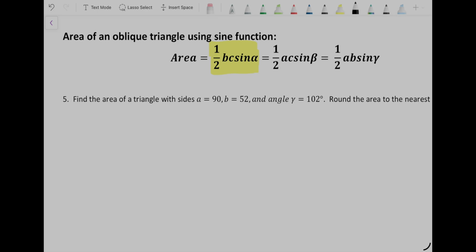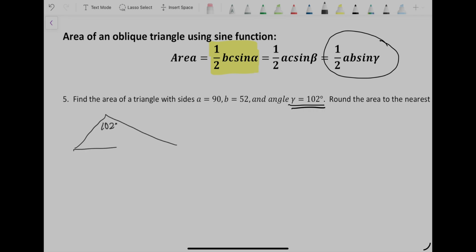Here's what I mean by that. If we look at this example here, they're giving us angle gamma. So we'll actually be using this formula. First I'm going to draw the triangle. Anytime you're describing something that you can draw, it's always wise to. 102 degrees, I'm going to put that right here, and this is angle gamma.